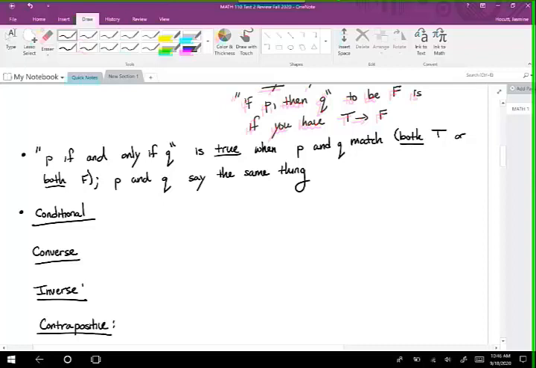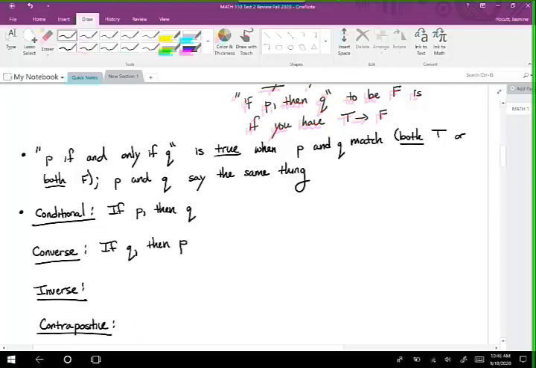So we had these 4 statements that were in a specific format. The conditional is of the form if P then Q. So it's kind of like our regular statement. The converse is where you switch the order. So you have if Q then P.